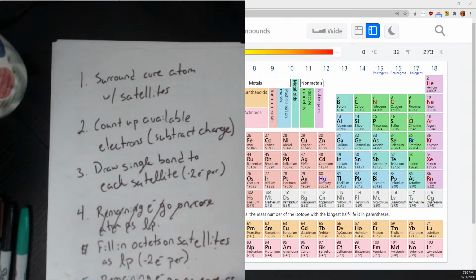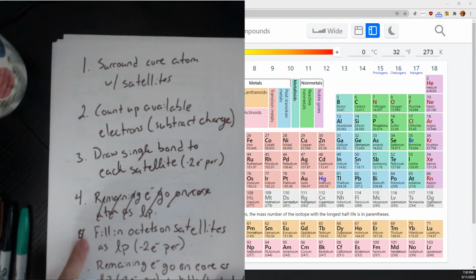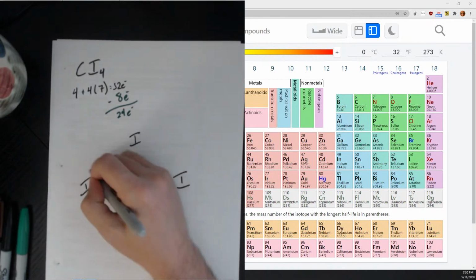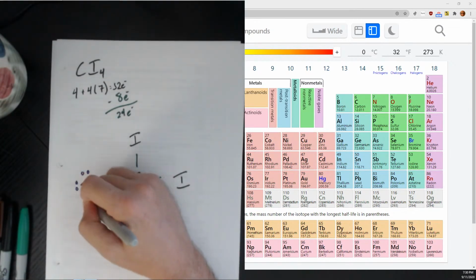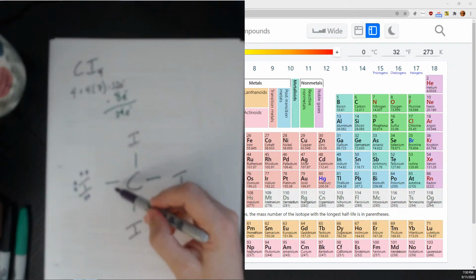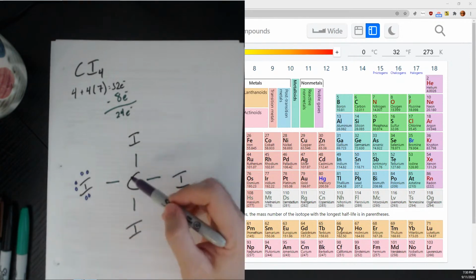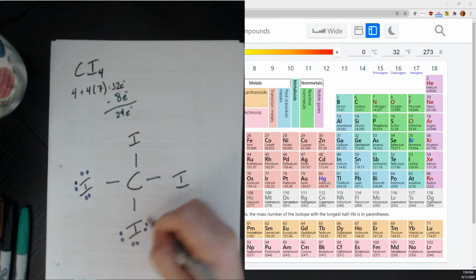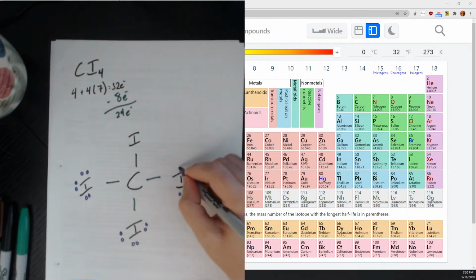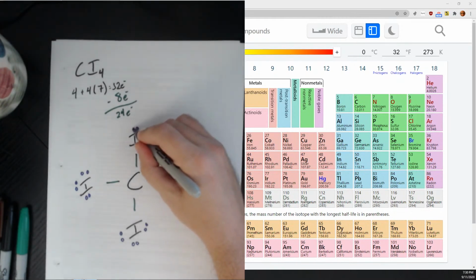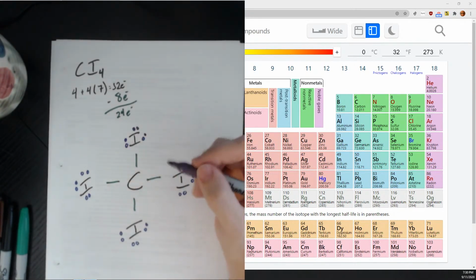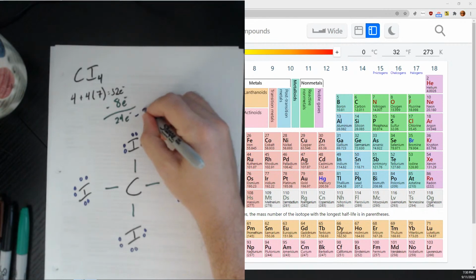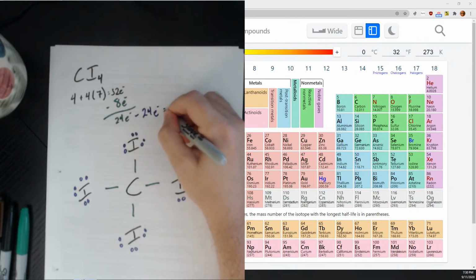Having drawn out the single bonds, we're going to go ahead and fill in the octets on the satellites. Iodine is going to want that octet. So, 2, 4, 6. We stop at 6 because it already had 2 from that single bond. So 2, 4, 6, 8. Okay. So we use up 6 for that iodine. 8, 10, 12, 14, 16, 18, 20, 22, 24. And now iodine is happy. Okay, all 4 of the iodines are happy. Each of them has a stable octet, and we've used up all of our electrons.